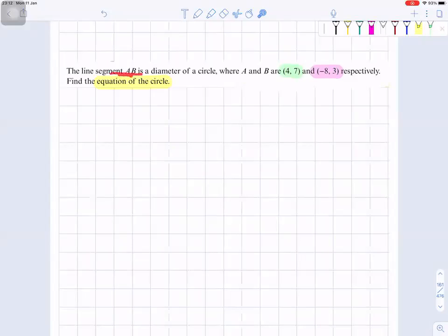The line segment AB is the diameter of a circle where A and B are (4, 7) and (-8, 3), respectively. Find the equation of the circle.